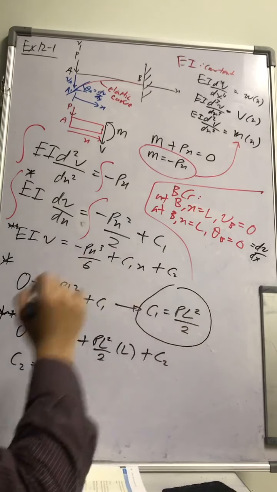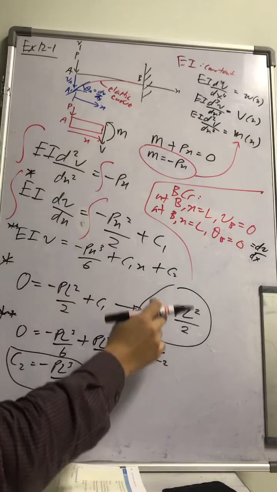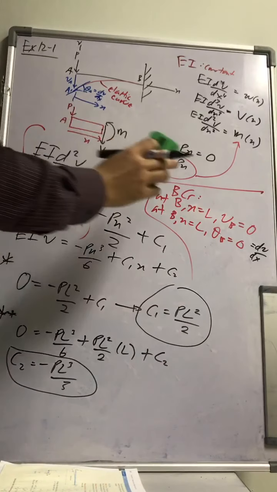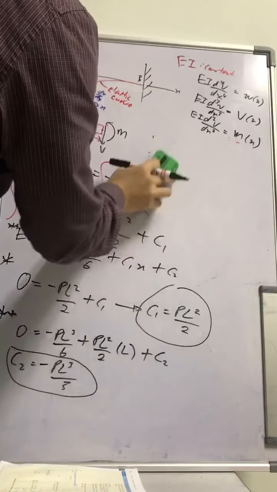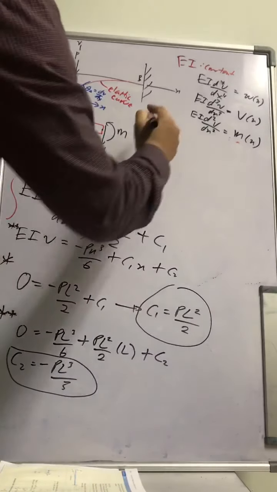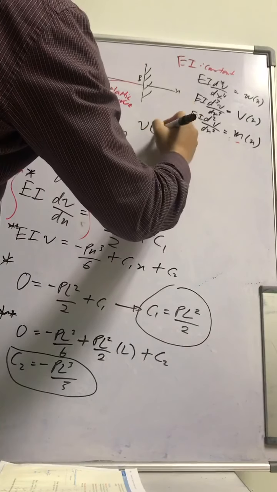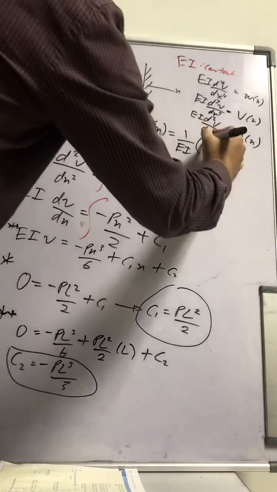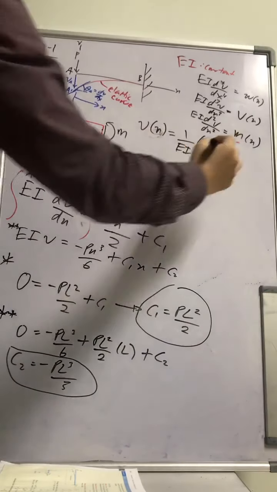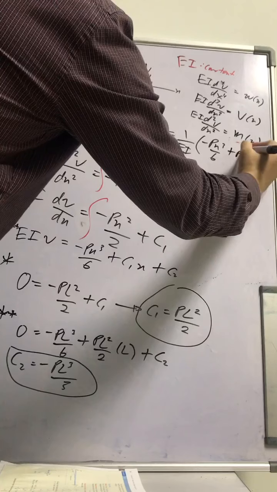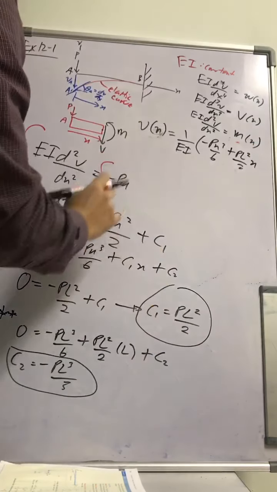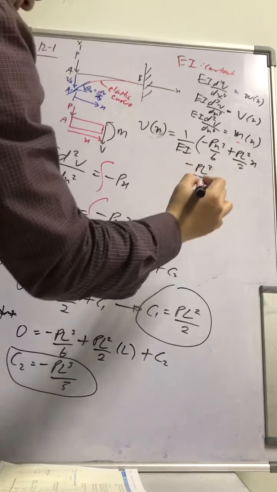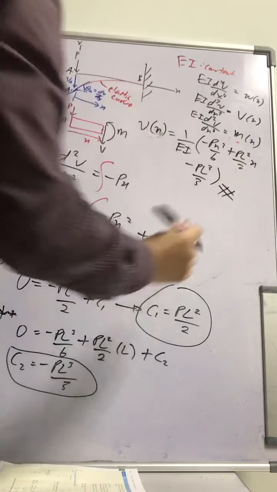So first integration constant, second integration constant, C1 and C2, bring back here. Just bring it back here, so you have nu of x, to make it more mathematical, equals to 1 over EI, minus Px cubed over 6, plus C1x, which is plus PL squared over 2 x, and plus C2, which is minus PL cubed over 3. So this is your equation of the elastic curve.